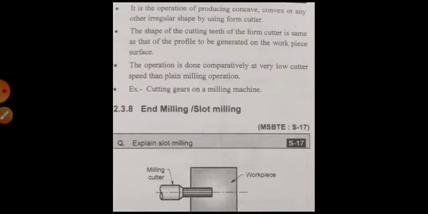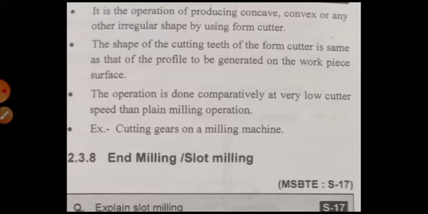Let's see what is actually given about the forming process. It is the operation of producing concave, convex or any other irregular shape by using a form cutter. The shape of the cutting teeth of the form cutter is the same as the profile to be generated on the workpiece surface. The operation is done at a comparatively very low cutter speed than plain milling. Example, cutting gears on a milling machine.